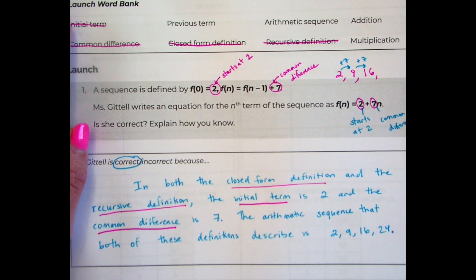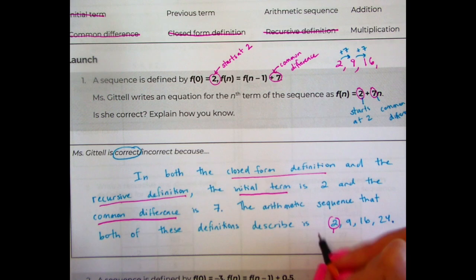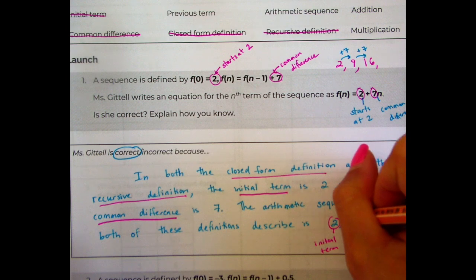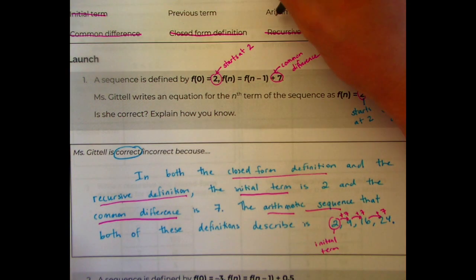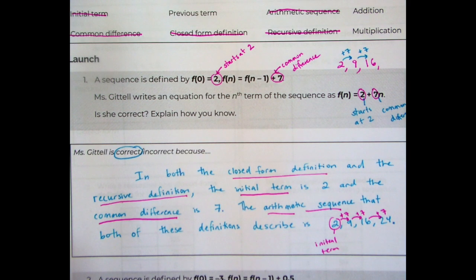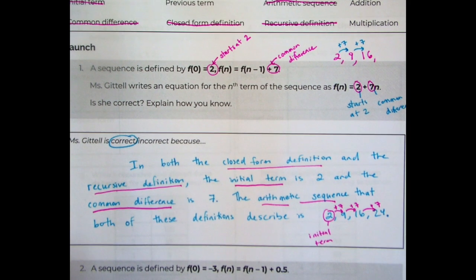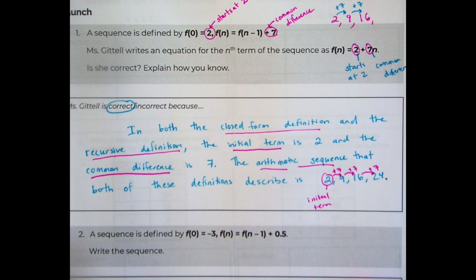Okay, let's go over number 2. A sequence is defined by f of 0 equals -3, f of n equals f of n minus 1 plus 0.5. I'm going to go back to my recursive definition. I can see the -3 is going to be the starting term or the initial term. And then for this sequence, I'm going to be adding 0.5 to get to the next term.